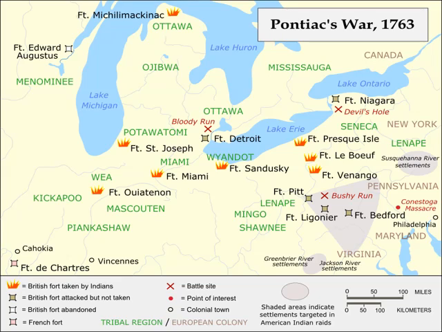Now, Pontiac's Rebellion or War lasted around 3 years, and when it ended, around 2,500 British soldiers and settlers had been killed or captured, and 200 Indians killed.